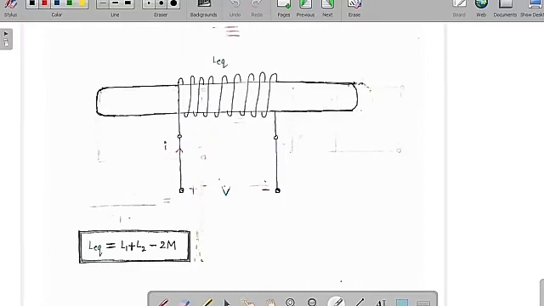This is the equivalent circuit. So this is the L equivalent, this is the I, and this is the V. So we are going to get L equivalent is equal to L1 plus L2 minus 2M. Whenever they are series aiding, the equivalent inductance is equal to L1 plus L2 plus 2M, but whenever the two are connected in series opposition, the equivalent inductance is equal to L1 plus L2 minus 2M.